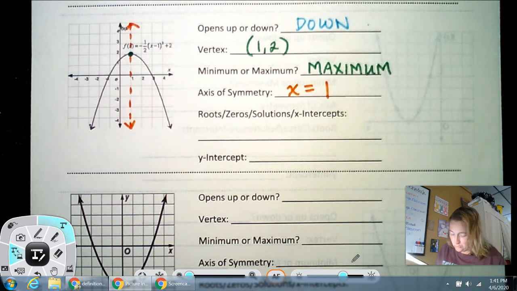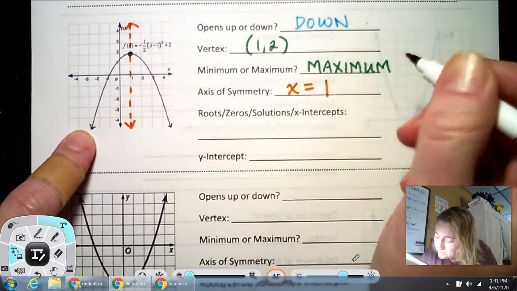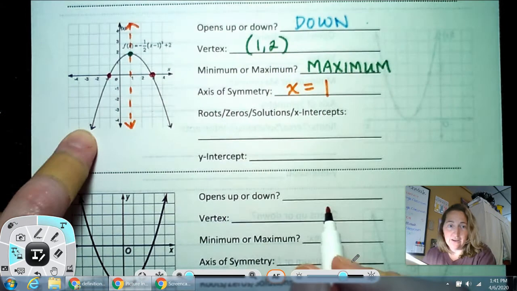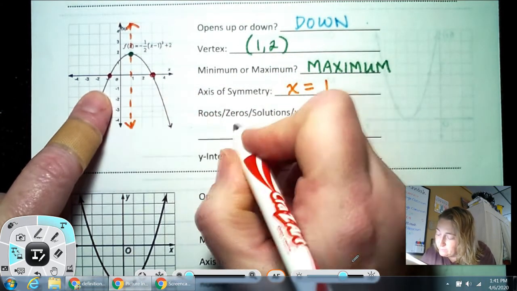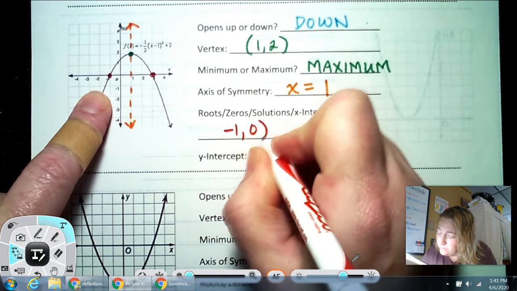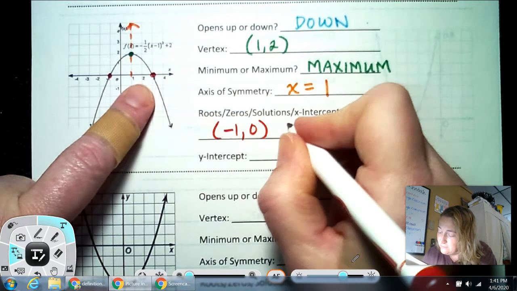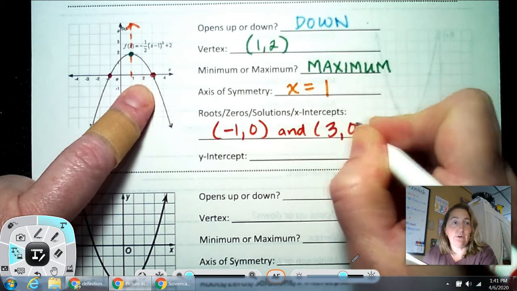Okay. Our x-intercepts, also called our roots, solutions, and zeros, we have 2. We have them here and here. Okay. So we have one at -1, so that's -1, 0. And we have another at +3. So that's going to be +3, 0.